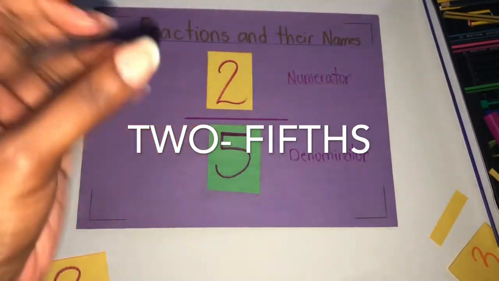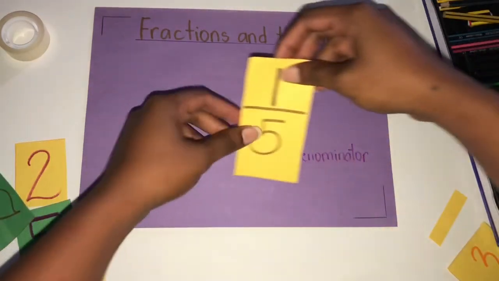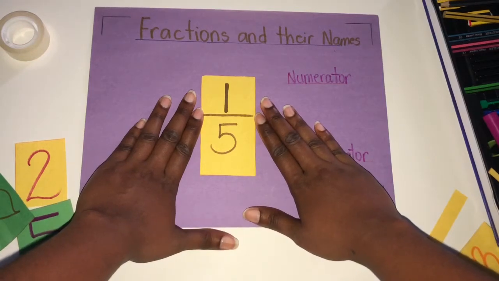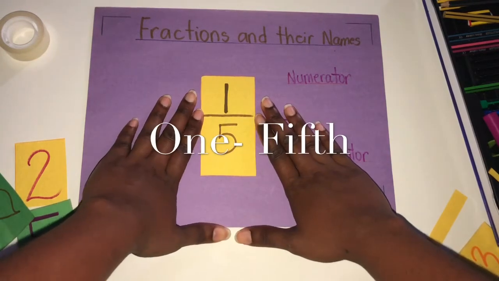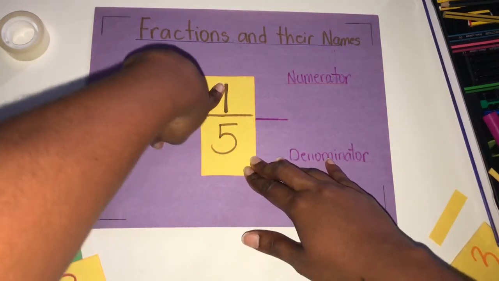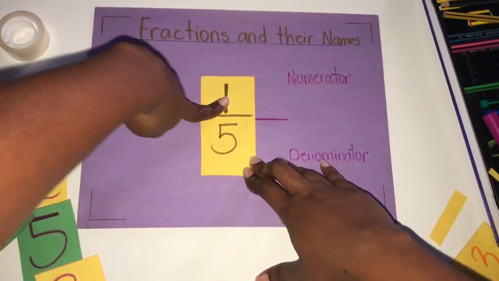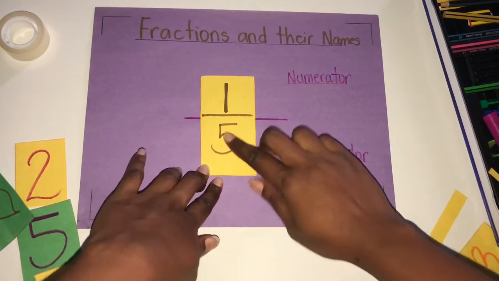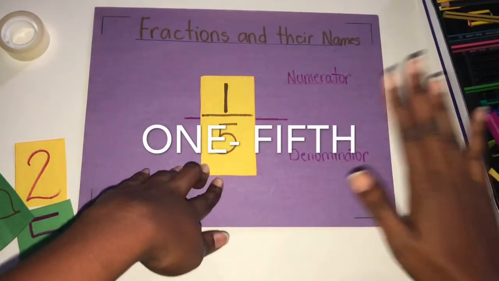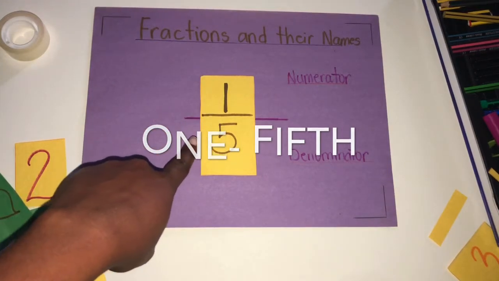2 is more than 1. So therefore, when we are calling the fraction, it has to be plural. But if we had 1 out of 5, 1 is singular. So we have to say one fifth, because only one part was taken out. The numerator is 1. So once the numerator is singular, you must call the fraction in its singular form. Therefore, the denominator must also be in its singular form: one fifth.